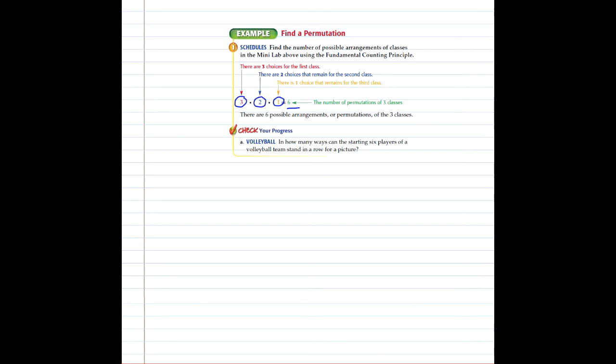In the Check Your Progress problem, it says, in how many ways can the starting 6 players of a volleyball team stand in a row for a picture? Well, if I have 6 players, I have 6 choices for the first player, then 5, then 4, then 3, then 2, then 1. When I multiply those all together, I get 720 possible arrangements.